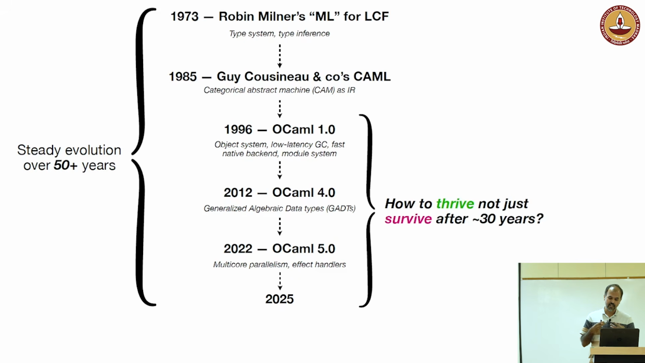And the question that I want you to think about is, if you have 30 plus years of code, how do you not just survive, but thrive after 30 plus years, right? If you wanted to design a system today and you wanted it to work 30 plus years from now, how do you think about these problems, right?